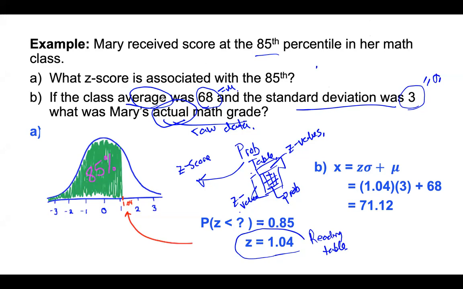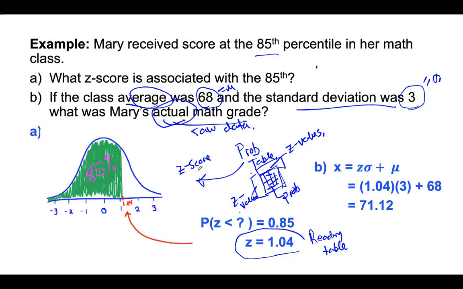So if Mary's average was 68 and the standard deviation was 3, we're looking for her actual math grade, the raw data. So the raw data is going to be X is equal to Z times that standard deviation plus the mean. So from reading that table, we got 1.04. Remember that is the values in the probability. So we have 0.85. We found that Z score, which was 1.04.